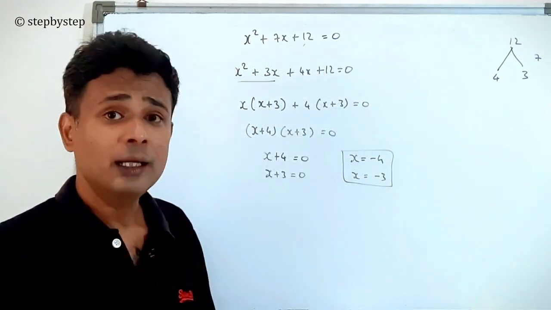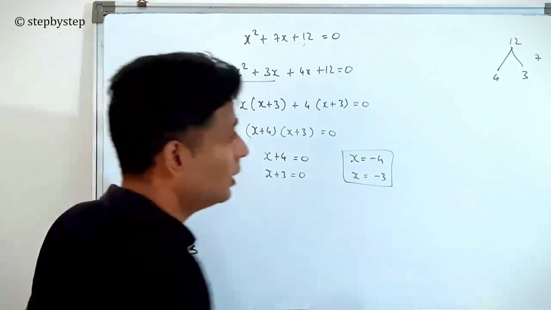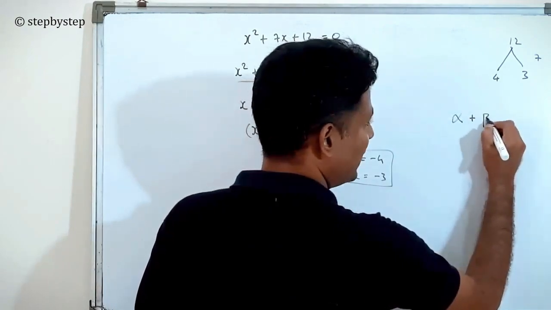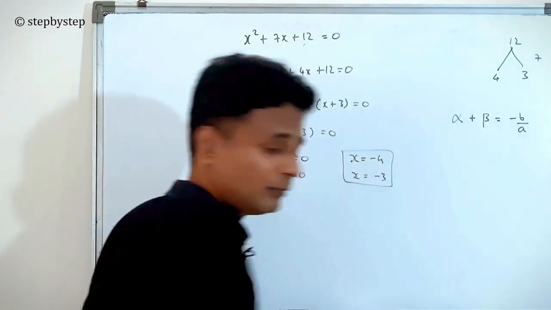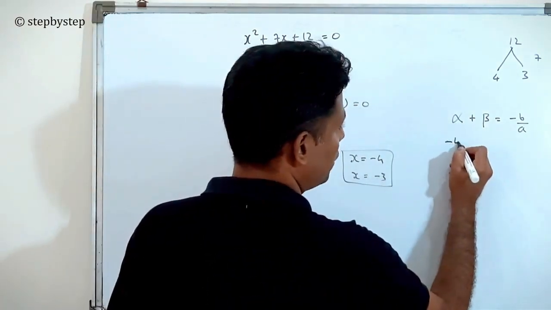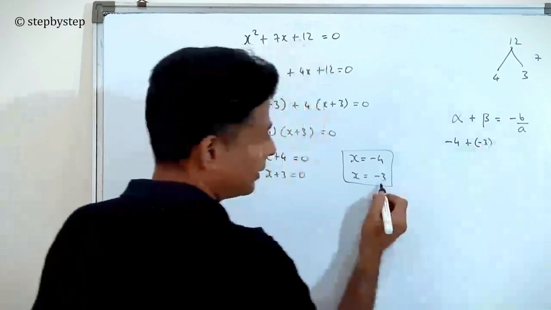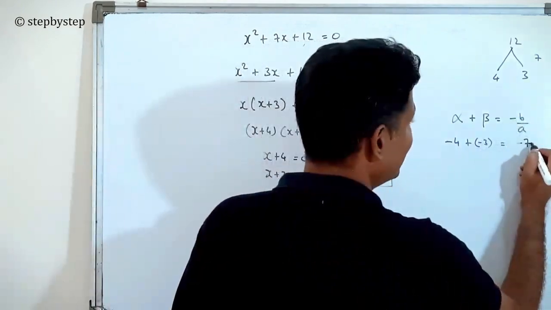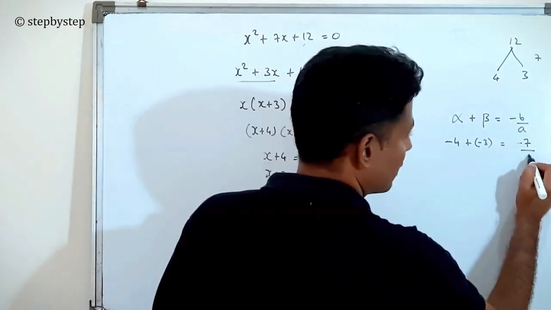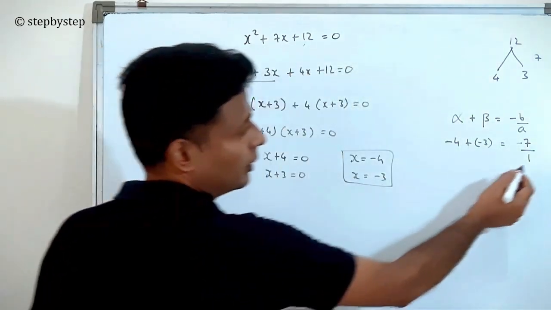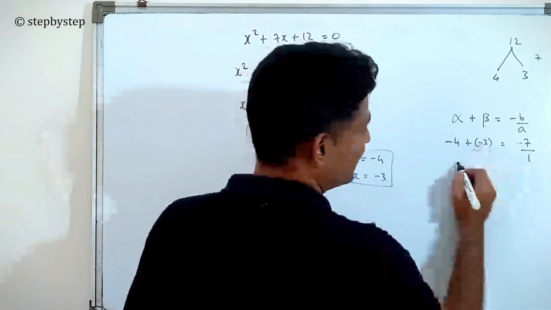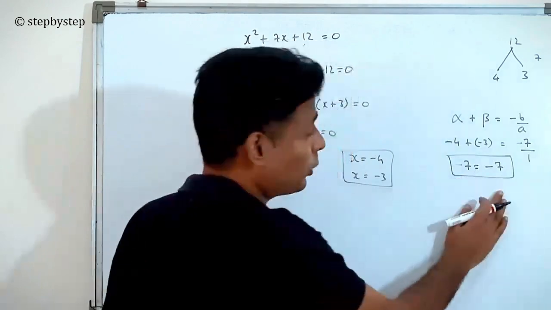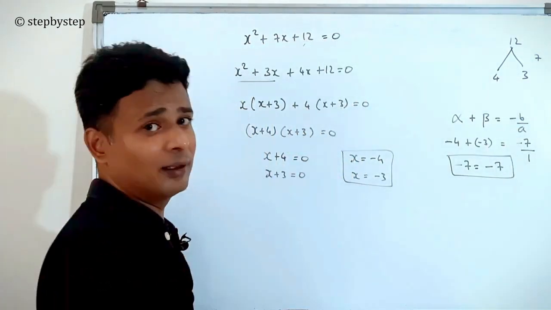Now we need to verify the relationship between zeros and coefficients. So let's say this is alpha, this is beta. What is the first relation? Alpha plus beta equal to minus b by a. How much is alpha? Minus 4. Beta is minus 3. What is b? b is 7, so minus b is minus 7, by a. How much is a? What is there with x square? It's 1. So a is 1. So I get minus 4 minus 3 is minus 7, and minus 7 by 1 is minus 7. So left hand side equals right hand side, which means we have verified the first relation.